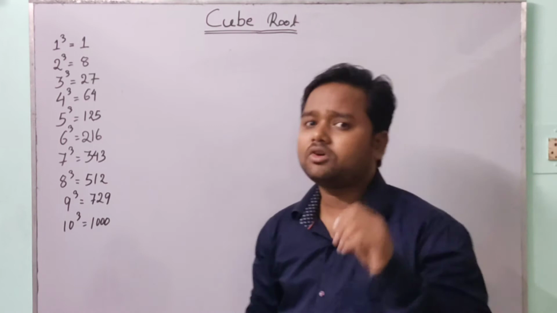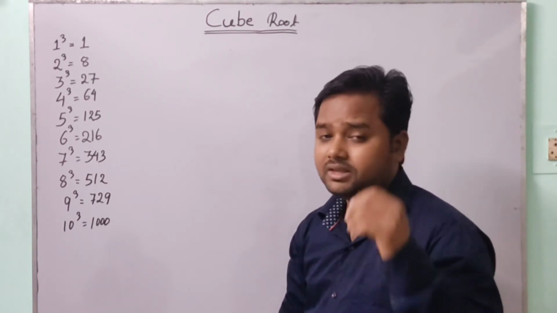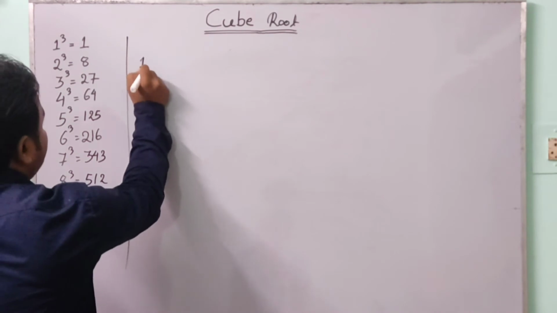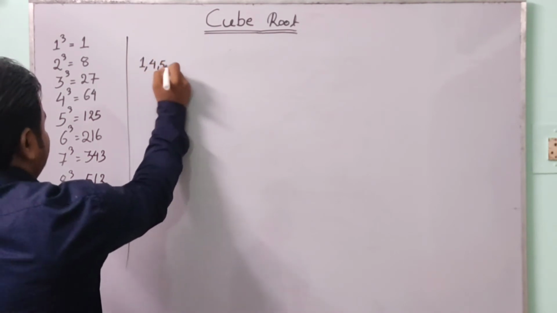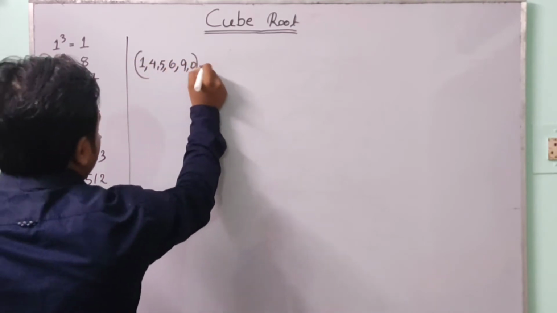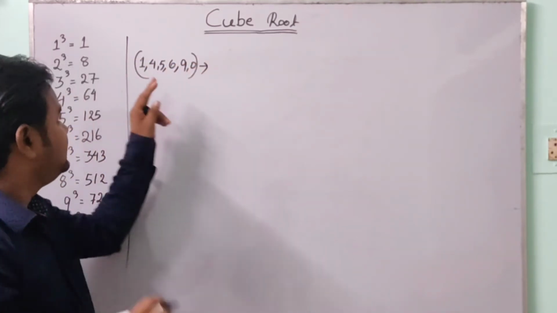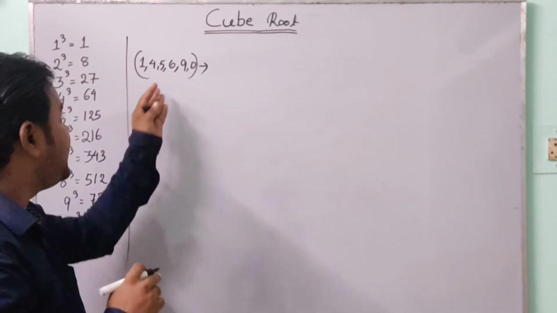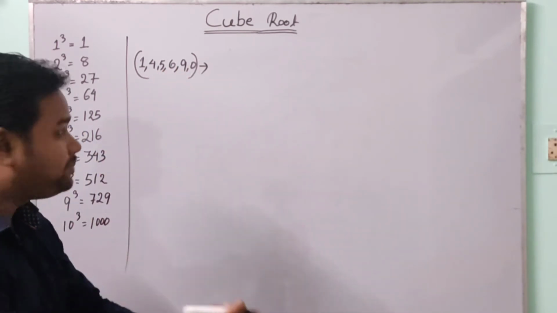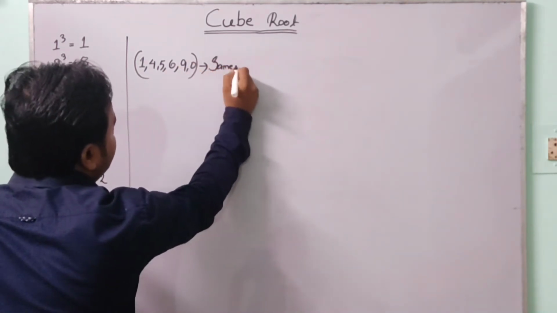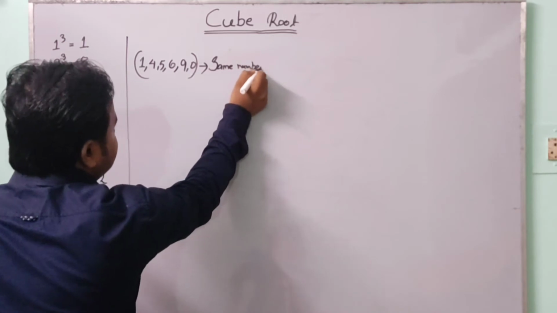So here we concluded that when the unit place is 1, 4, 5, 6, 9 and 0, then the same thing is replaced in the place of the cube root. Here the same number is replaced.